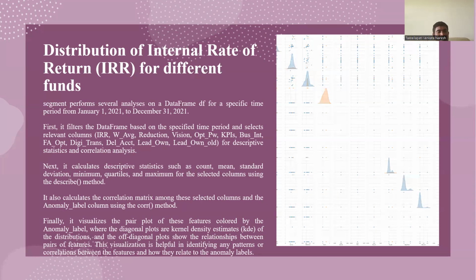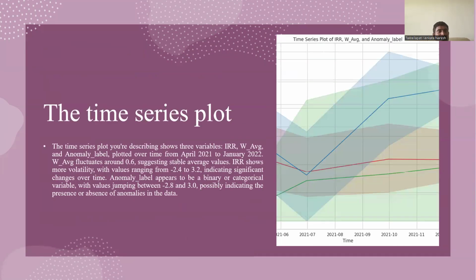Finally, it visualizes the pair plot of these features colored by the anomaly label, where the diagonal plots are kernel density estimates of the distributions, and the off-diagonal plots show the relationship between pairs of features. This visualization is helpful in identifying any patterns or relations between the features and how they relate to the anomaly labels. Next slide. Coming to the time series plot.